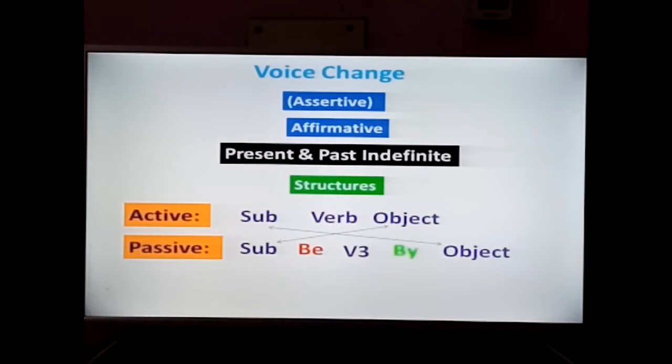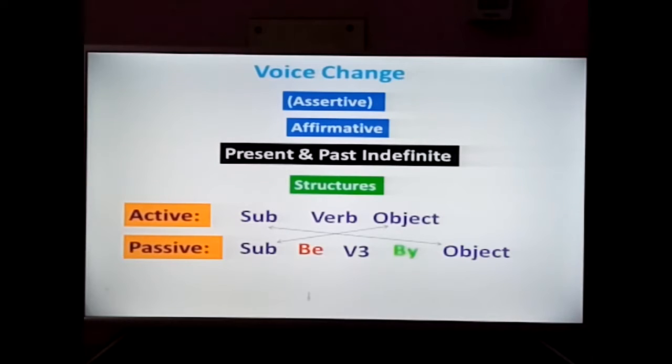Well, now let's see what are the forms of the be verb that we can use in a passive sentence. Right, the form of the be verb depends on the number and person of the subject and also on the tense it is used in.